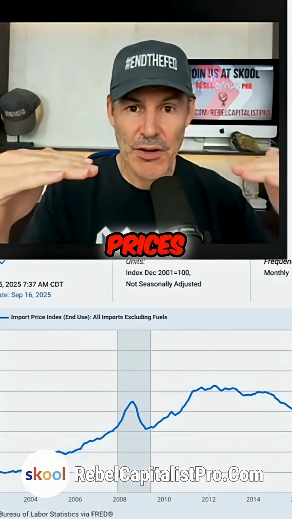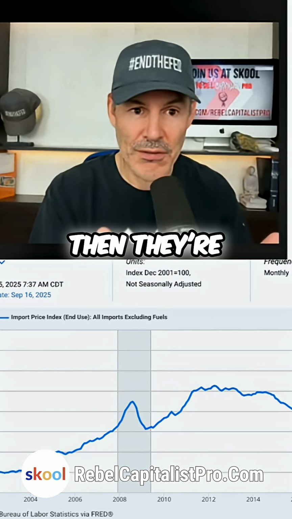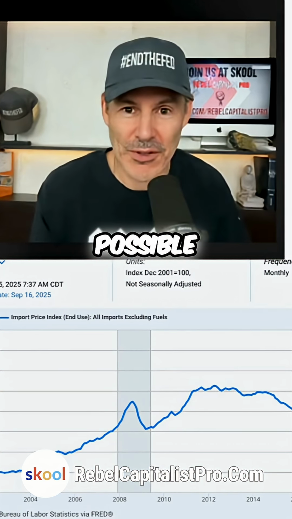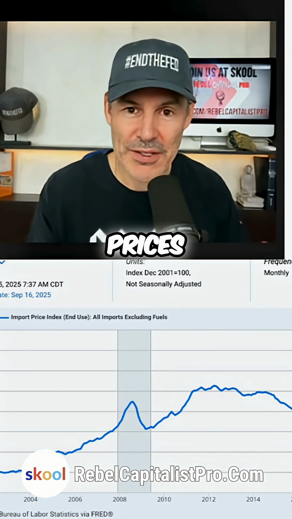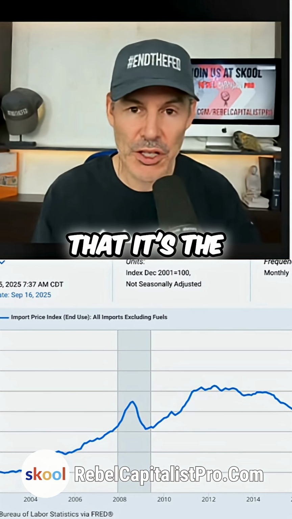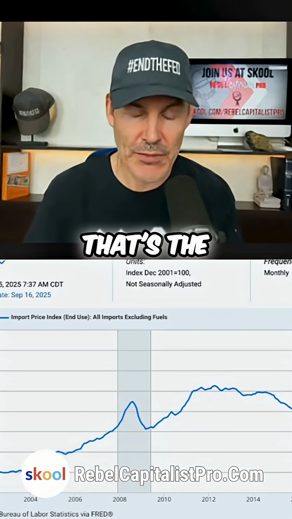But what we're seeing is the prices pre and post tariffs are pretty much the same. So if the prices are the same that the exporter is charging, then they can't be eating the tariffs. It's not possible because they're not lowering their prices. So who is paying the tariff? Well, this chart shows you that it's the US importers. The US importers, that's the bottom line.